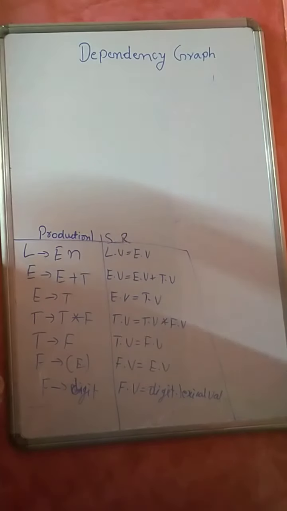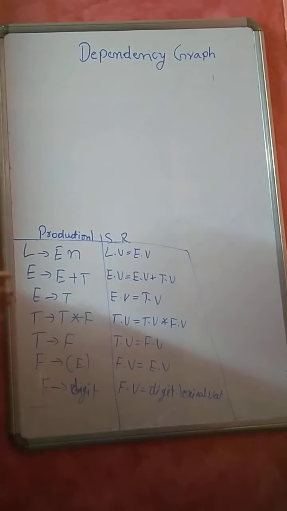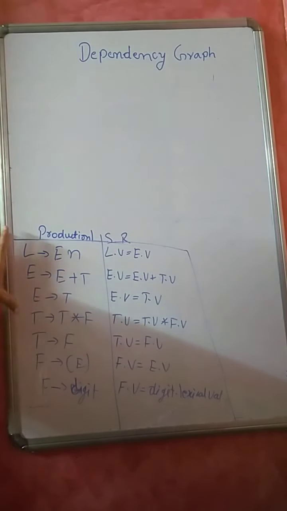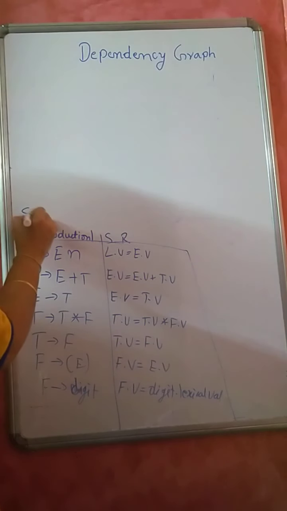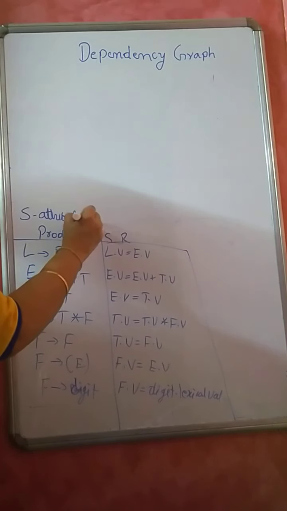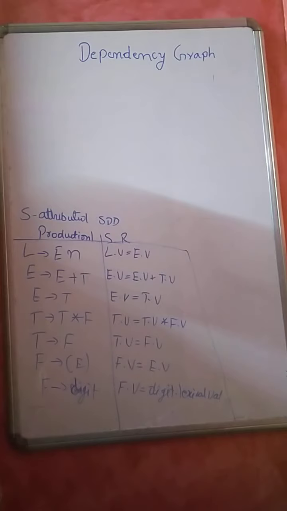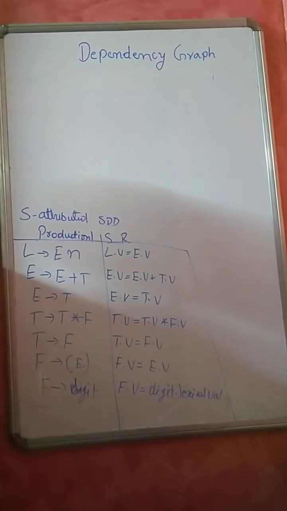Good afternoon everyone. In today's session we will discuss the dependency graph. So already all of you know that this is the grammar. What type of grammar is it? It is an S attributed SDD. There are two types of SDD: one is an S attributed SDD and the other one is an L attributed SDD.